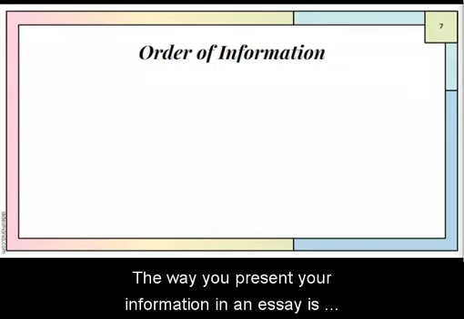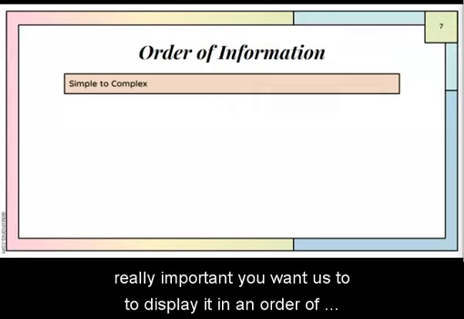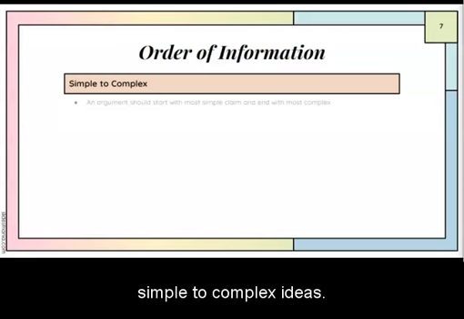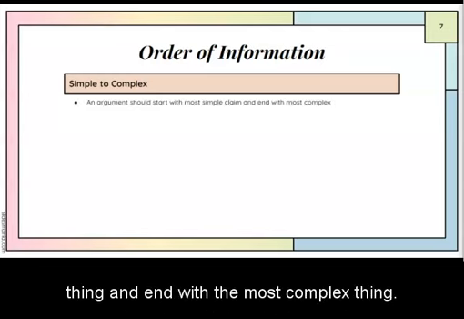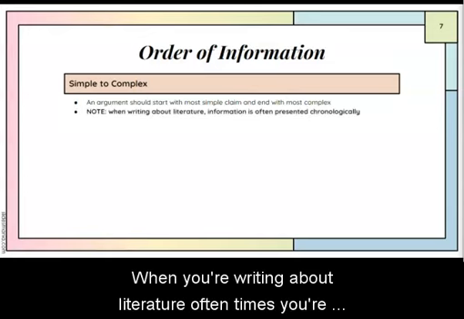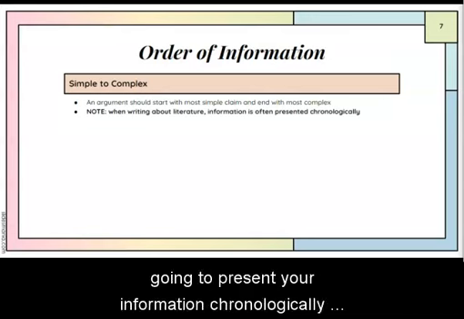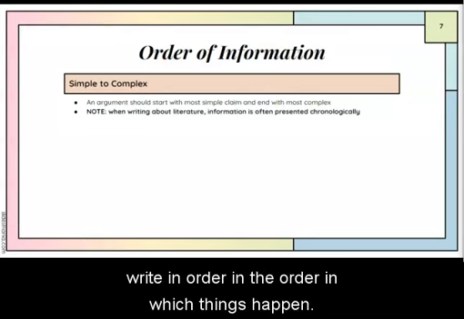The way you present your information in an essay is really important. You want to display it in an order of simple to complex ideas. An argument should actually start with the most simple thing and end with the most complex thing. When you're writing about literature, oftentimes you're going to present your information chronologically, right? In the order in which things happen.